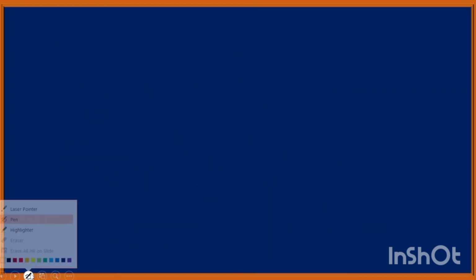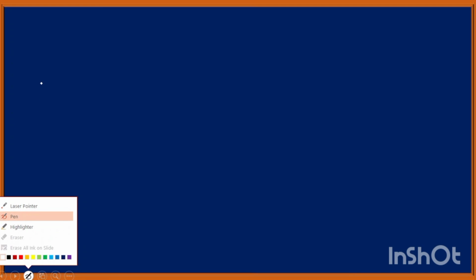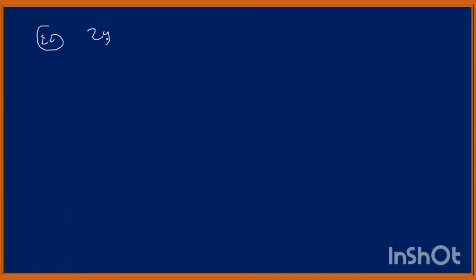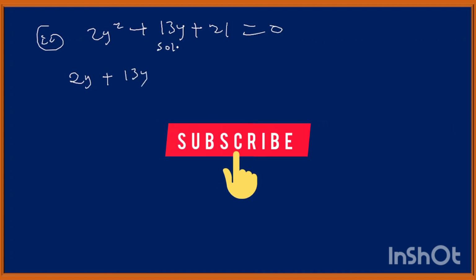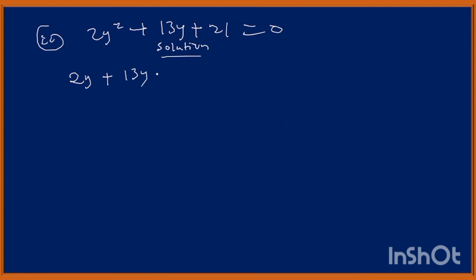So let's solve the next one. The next one I put there was 2y squared plus 13y plus 21. All you have to do, I've taught you how to factorize this kind of expression. Just factorize it. Once you get to the point, you just equate each of those terms to 0. So if I factorize this, I'm going to have 2y squared plus 13y plus 21, that's what we have, equal to 0.